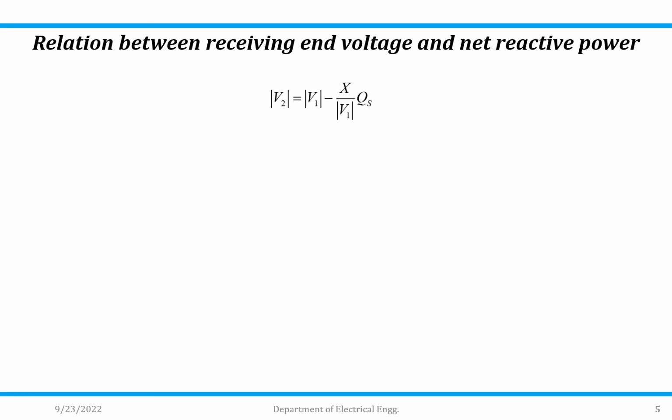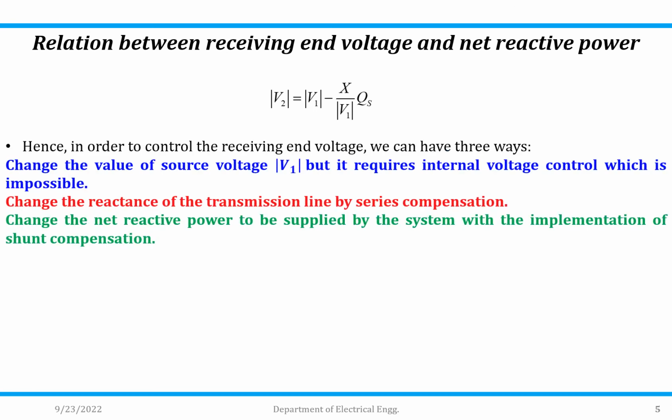From this equation, V2 equal to V1 minus X upon V1 into QS, we can draw a conclusion. We have three ways to control the receiving end voltage. First, we change the source voltage value, that is V1. But obviously it is not possible, as it requires internal voltage control, which is highly impractical. Second, we change the reactance of the transmission line, which we do with the help of series compensation. And third, we change the net reactive power to be supplied by the system, which we can do with the help of shunt compensation.